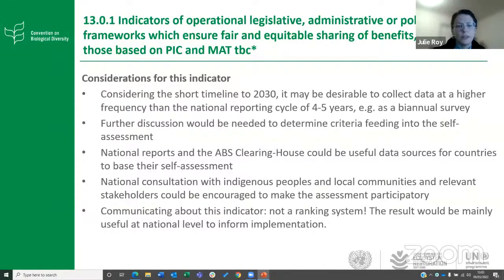And one important thing to consider also is, even with a very thorough methodology, guidance, etc., there would still be a level of subjectivity in a self-assessment. And that's why it shouldn't be considered as a ranking system between countries. It's really an indicator that would be very useful at the national level in communicating about the progress on ABS, etc. But of course, we could still aggregate a median or an average of the rankings and see progress leading up to 2030. Next slide.